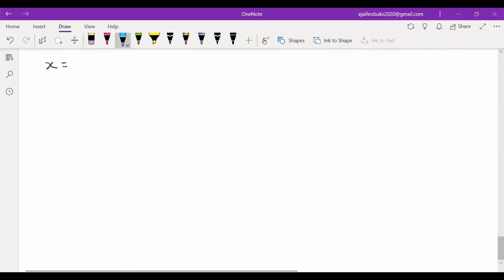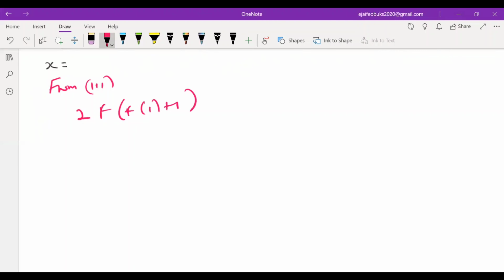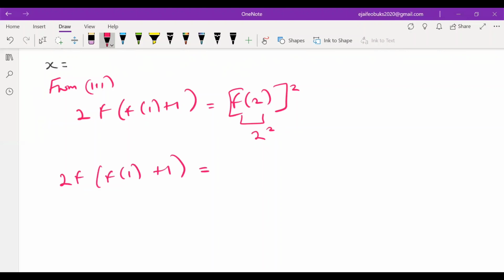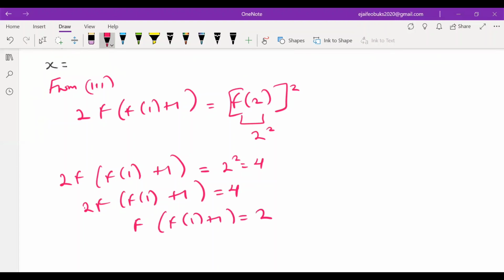You can now say that from 3, we know that 2 f of 1 plus 1 is f of 2 all squared. And f of 2 is 2, so this is equal to 2 squared. So that means 2 f of 1 plus 1 is equal to 2 squared, which is 4. So that means 2 f of 1 plus 1 is equal to 4. And that means f of 1 plus 1 is 4 divided by 2, that is 2.